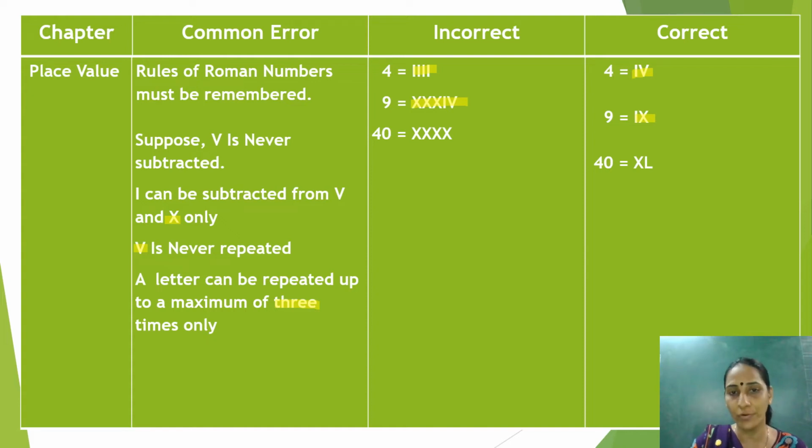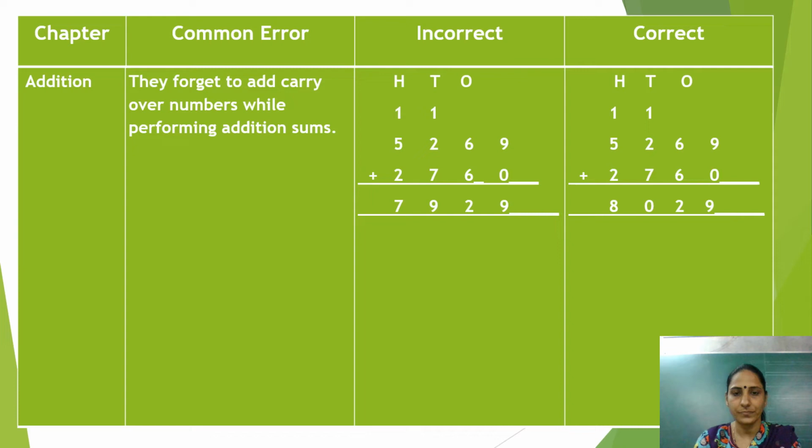Now number 40. They are writing X four times, right? So 10 plus 10 plus 10 plus 10 gives you 40. But it is the incorrect form. What is the correct form of 40? XL, right? L means 50 and X means 10. So 50 minus 10 gives 40, right? So these are the mistakes in the place value chapter.